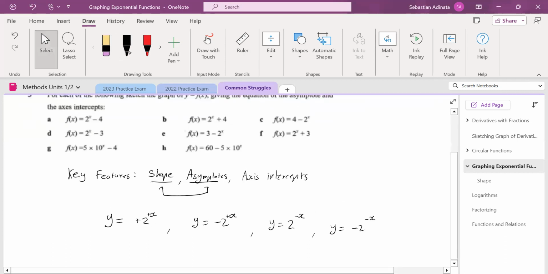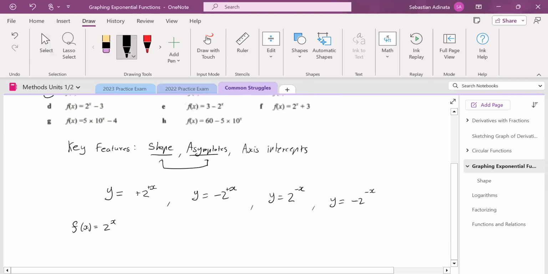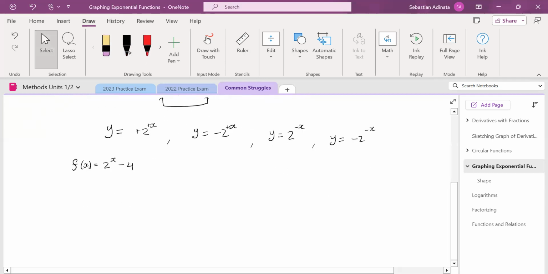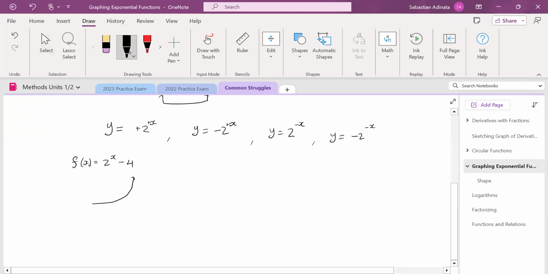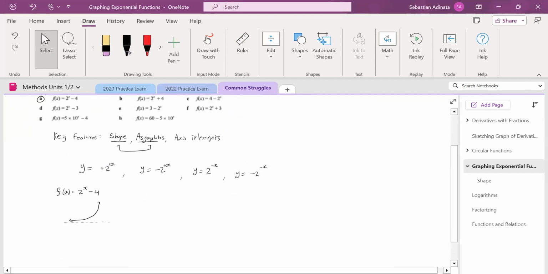So let's take f. We'll just do a, for example. Graph f of x is equal to 2 to the x minus 4. Which shape would it be? It would be this one. So it looks something like this. It has an asymptote. Done. Now, next is to find the asymptote.